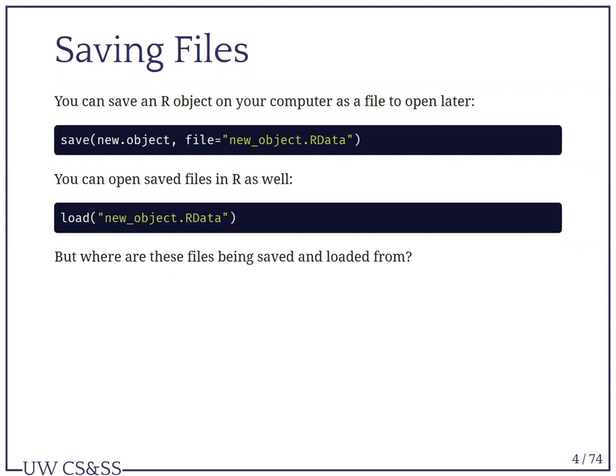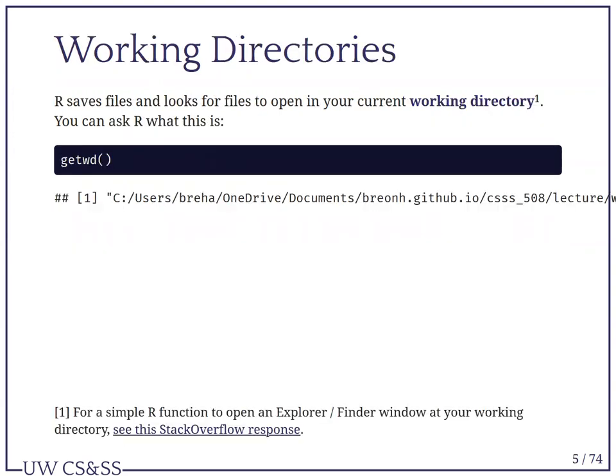A reasonable follow-up question might be, but where are these files being saved and loaded from? Your working directory is the answer to that. R saves files and looks for files to open in your current working directory. You can ask R what this is. So when I knit these, my current working directory was at my home computer, in my documents, in the file for the course website, in the lectures, in the week thing. I couldn't figure out how to make it not go over the edge of the PowerPoint, I'm sorry.